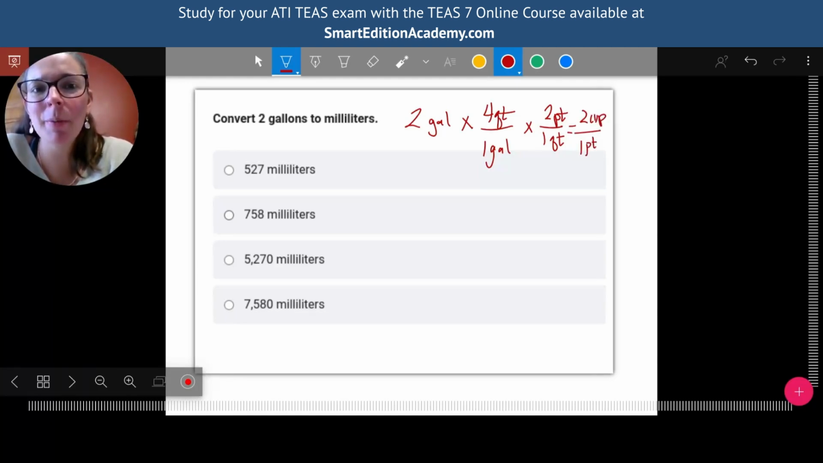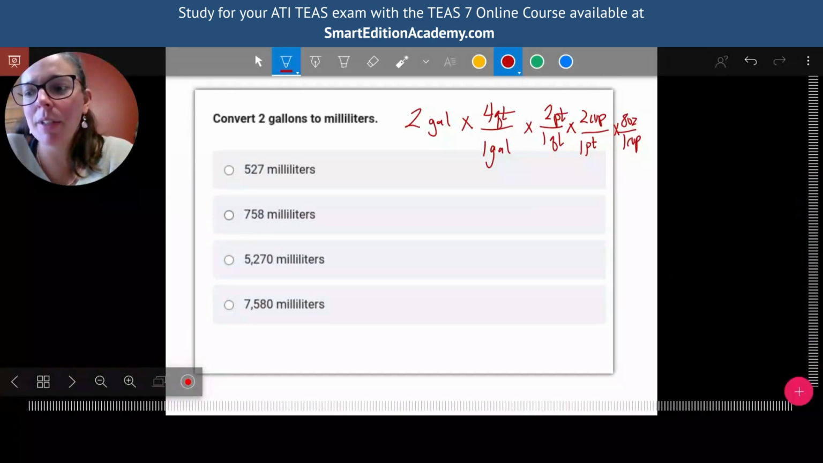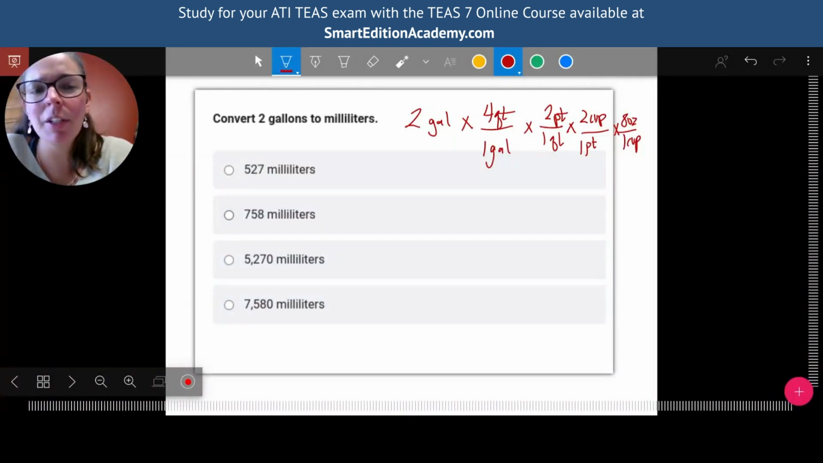Oops, I should have written a multiplication symbol here. So I'm multiplying every time with these conversions. Now I want to go from cups to ounces. So there are 8 ounces in 1 cup. And the last thing I want to do is go from ounces to milliliters. So there are 30 milliliters, running out of room a little bit, over 1 ounce.